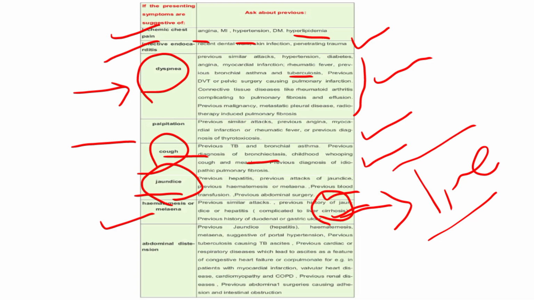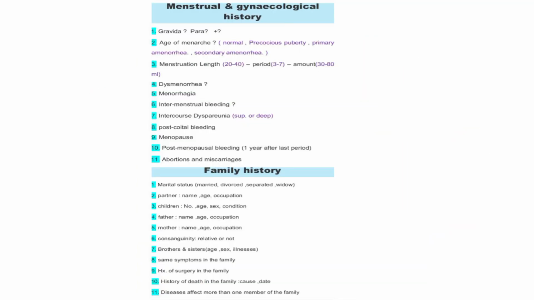The liver is damaged totally. Abdominal distension, in case of abdominal distension, you can ask about jaundice, hepatitis, hypertension, COPD, cardiomyopathy, previous abdominal surgery, intestinal obstruction, respiratory diseases. All these you can ask in abdominal distension.